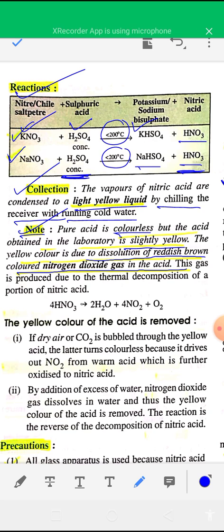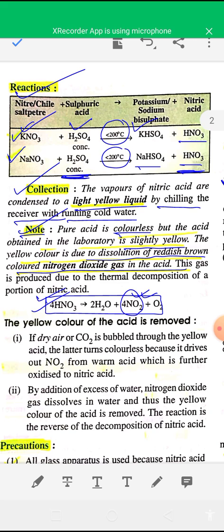This nitrogen dioxide is produced due to thermal decomposition of nitric acid. Nitric acid obtained in the laboratory is slightly yellow because of NO2 gas. NO2 is a reddish brown gas, and it is obtained by thermal decomposition of nitric acid.